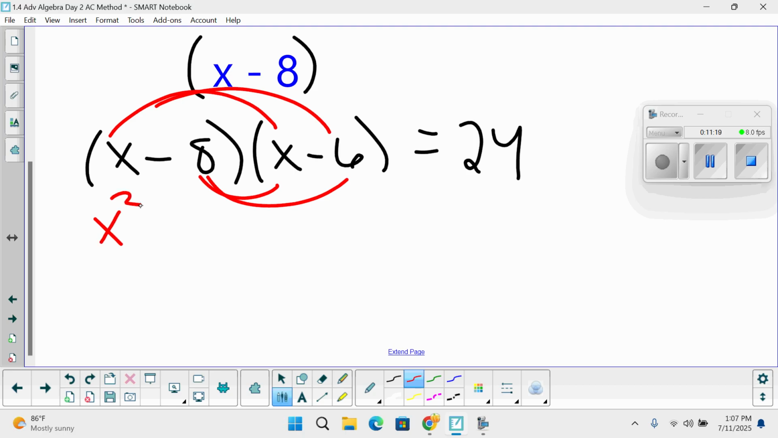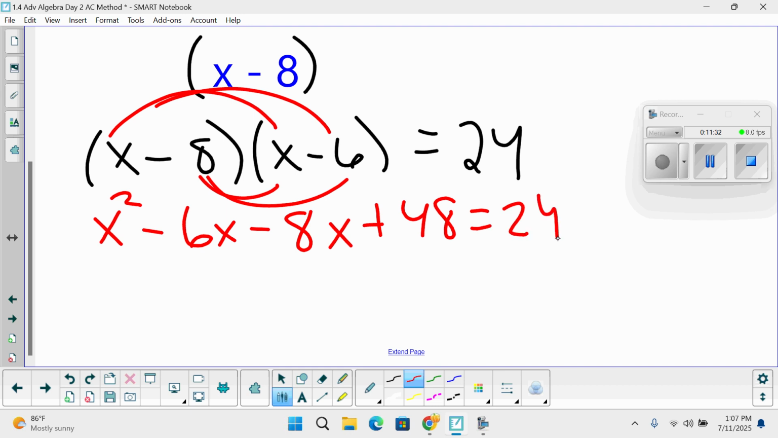So let's do our FOIL. First is x squared. Outside is -6x. Inside is -8x. And last is positive 48. When I combine my like terms, I'll have a -14x here. But let's subtract over this 24 to join the 48.